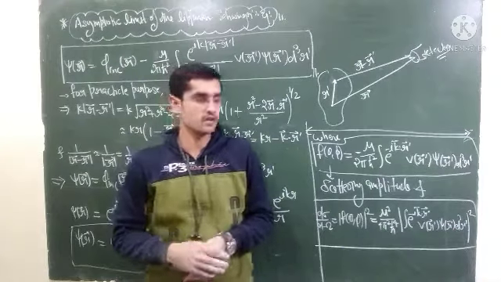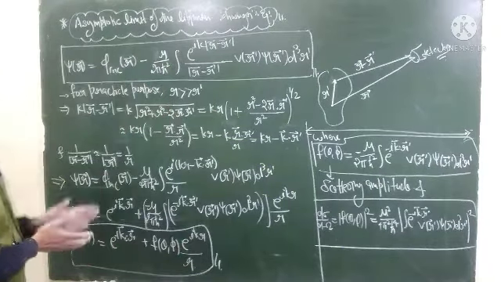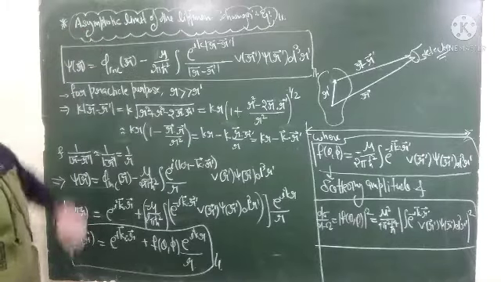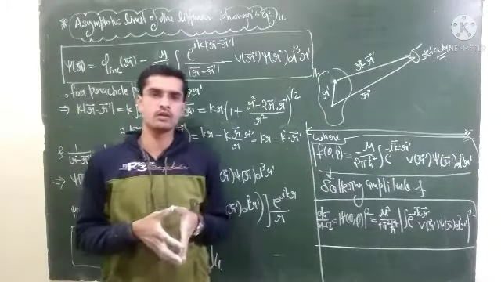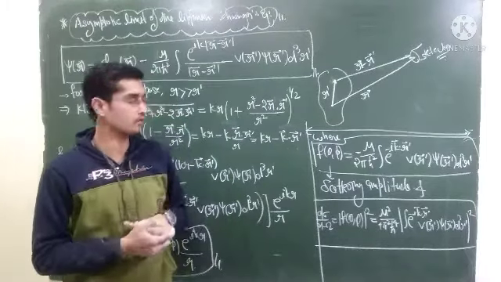Welcome to this one more lecture on the scattering theory. In this particular lecture, we will see the asymptotic limit of Lippmann-Schwinger equation. What is the meaning of asymptotic limit? We just have to approach r tending to infinity.